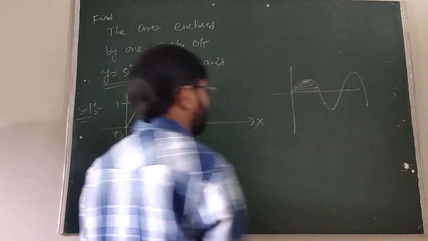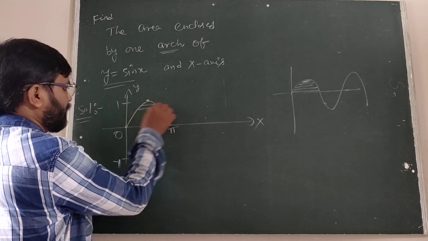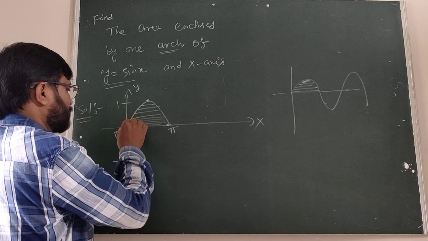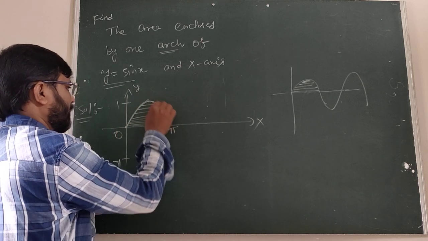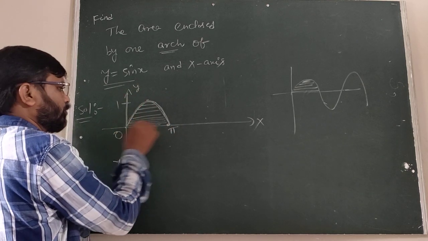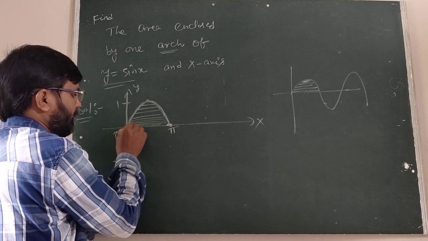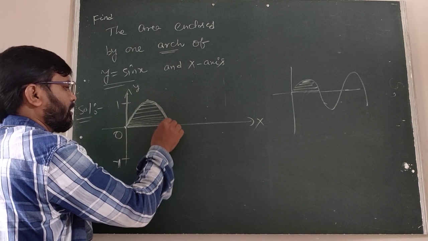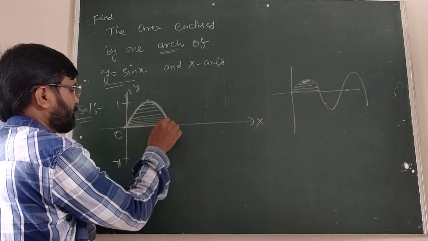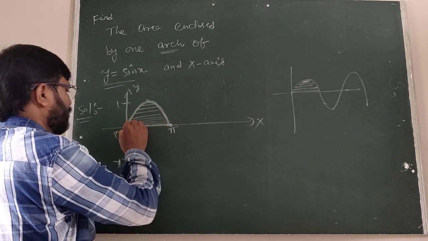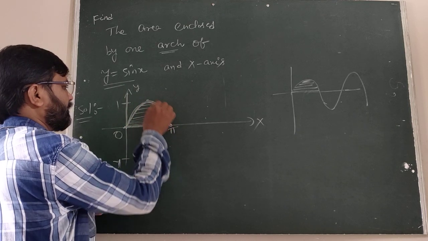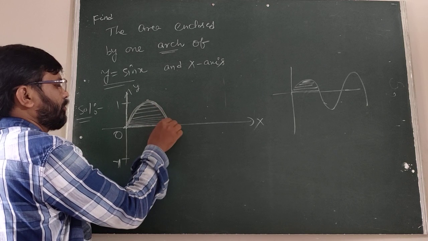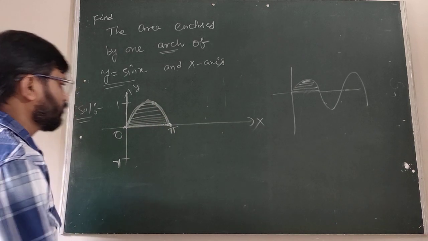Now we have to find this region. So we have to find the region of this part. This curve is bounded by the two lines x equal to 0 and x equal to pi, and the x-axis. We always take the region above the x-axis, bounded by the curve, x equal to 0 and x equal to pi, and the x-axis. How to write this one?